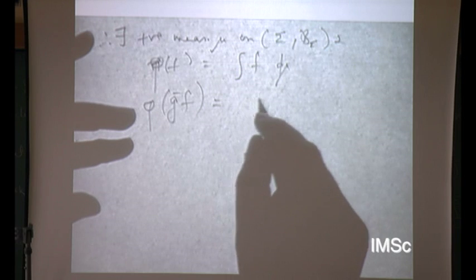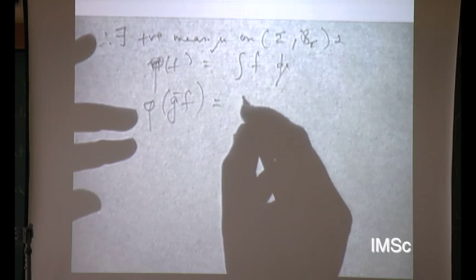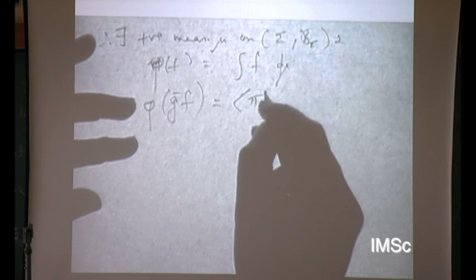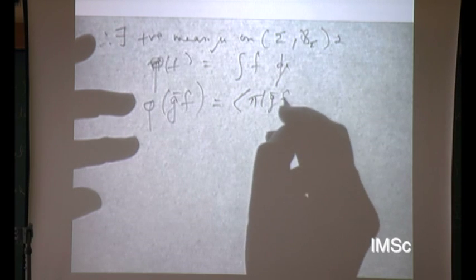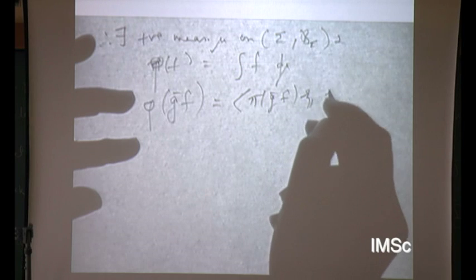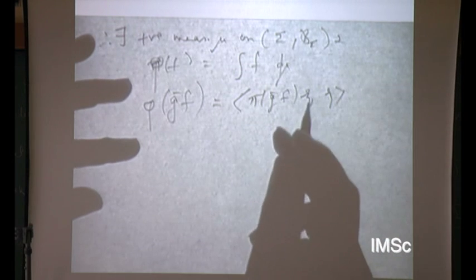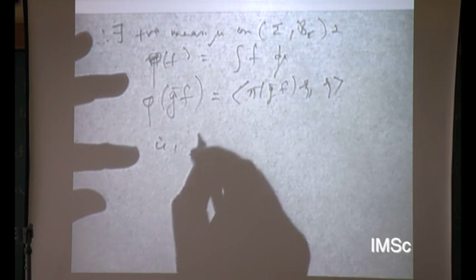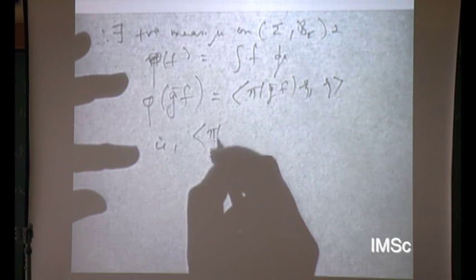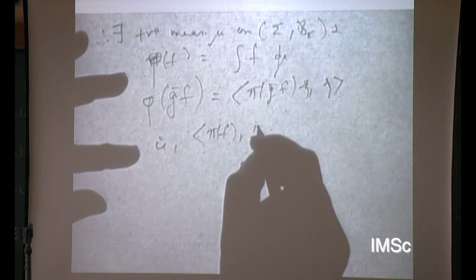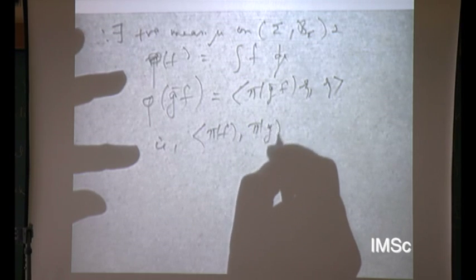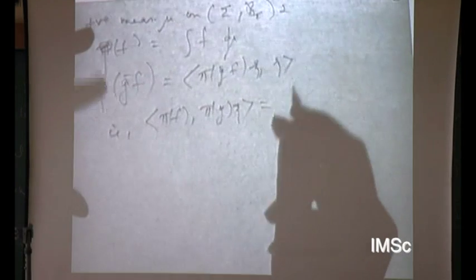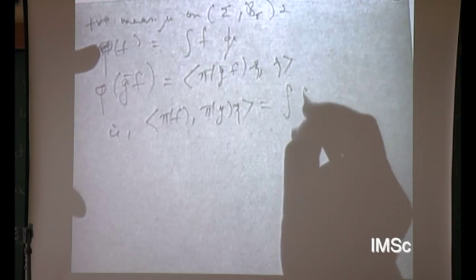So see, on the one hand, this is equal to pi of g bar f psi psi. So this says that pi of psi, pi of g psi equals the integral of f g bar dmu.